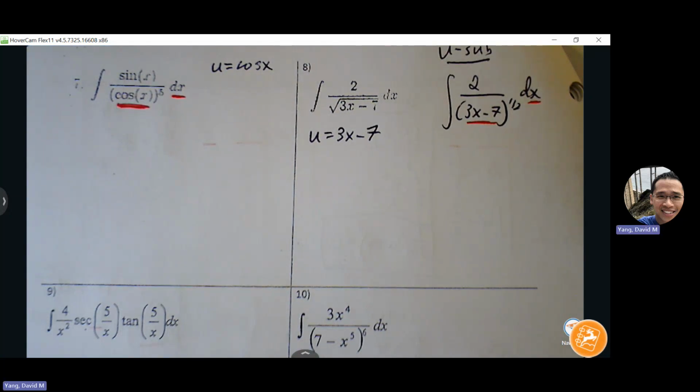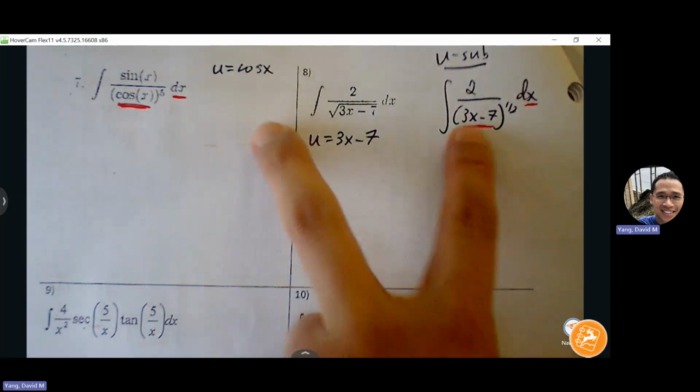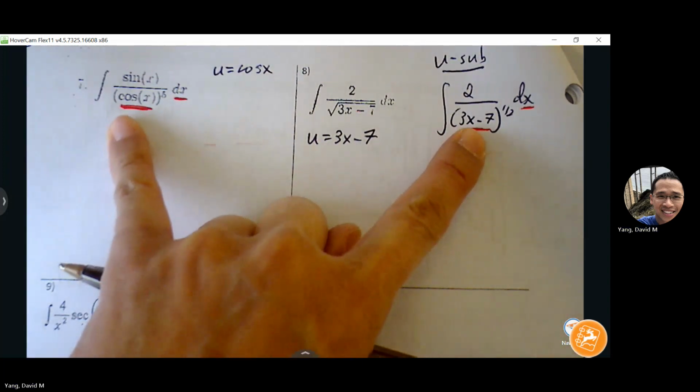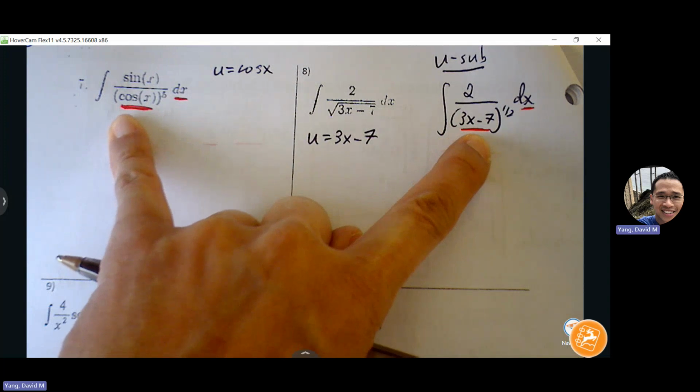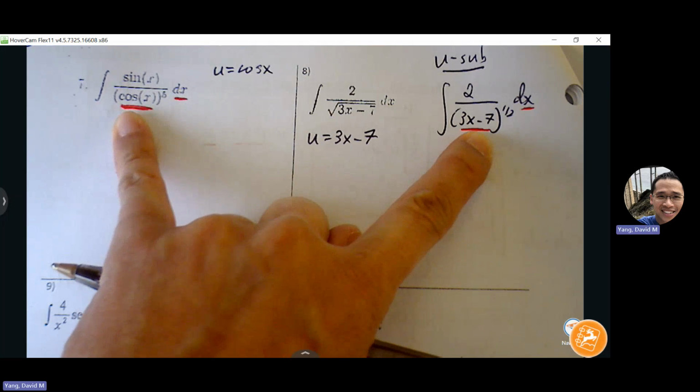Now, some of these u values, we look ahead and we can see those u variables get replaced into the problem. Where do you see the u values being put back in the problem? Where's it located? Yeah, in the denominator.